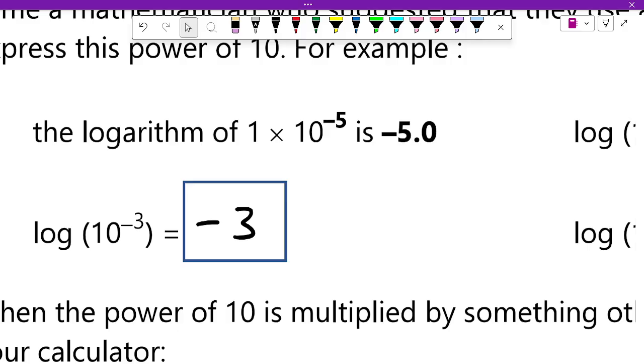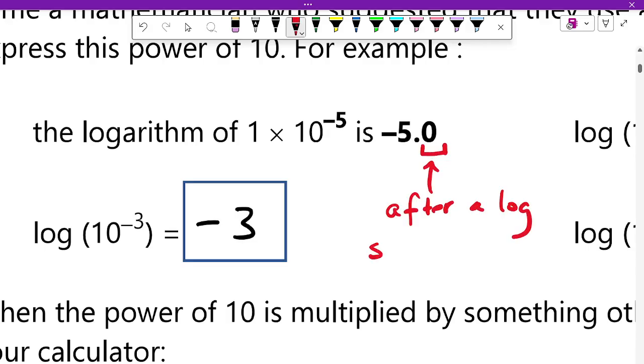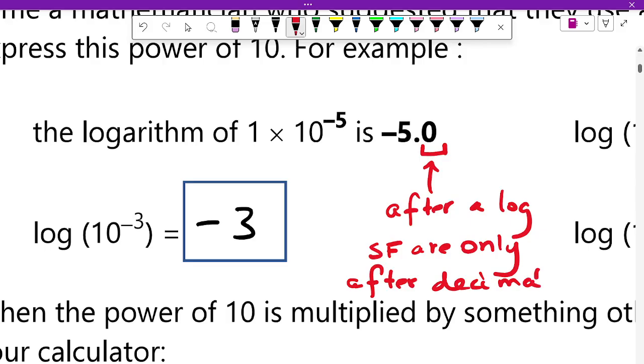Why is it 5.0 and not just 5? Because of sig figs, 1 after the decimal. Once we've taken a log, sig figs are only after the decimal. And that is because this 5 here is that 5, that negative 5 there is that negative 5 there. And powers of 10 do not count towards sig figs.